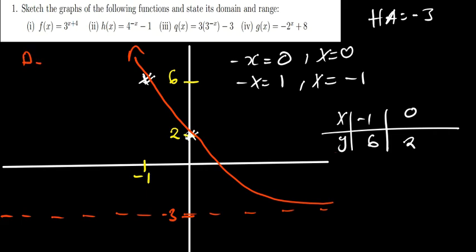Try to pause the video, find the domain. The domain is from negative infinity to positive infinity. The domain for exponential doesn't change, but the range is restricted. So the range in this case is going to be starting from the asymptote, negative 3, to positive infinity.